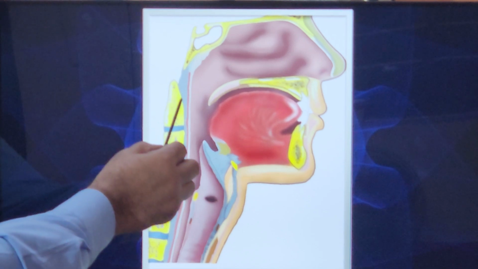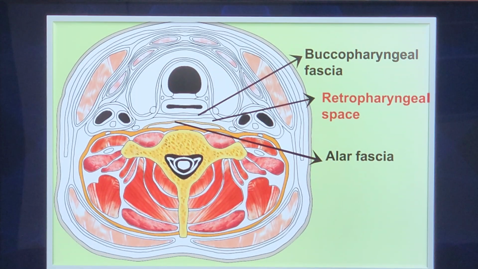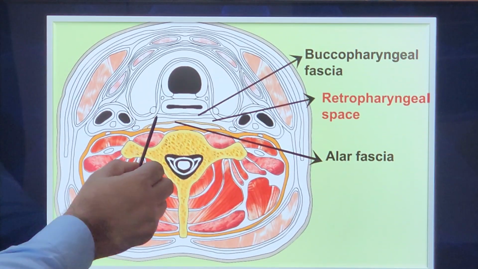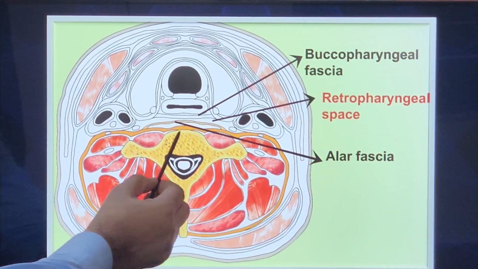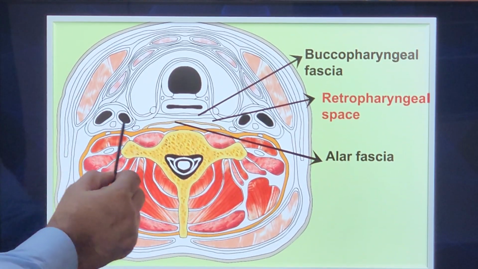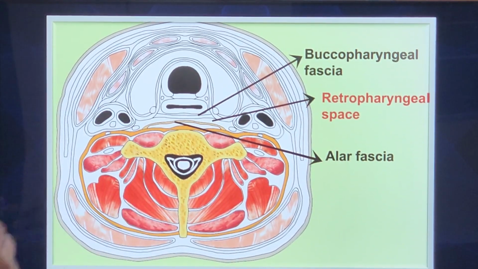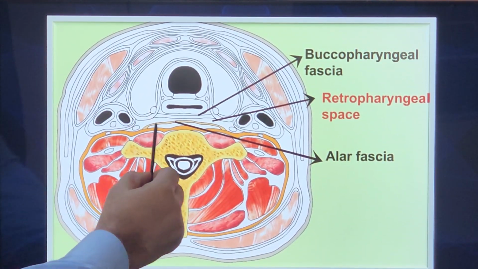This space can get infected and result in abscess formation. It is usually seen in children. For medical students, to understand the retropharyngeal space, it can be a true space which lies between the buccopharyngeal fascia and the prevertebral fascia. This one. Sometimes we say that the true space lies between the buccopharyngeal fascia and the alar fascia.